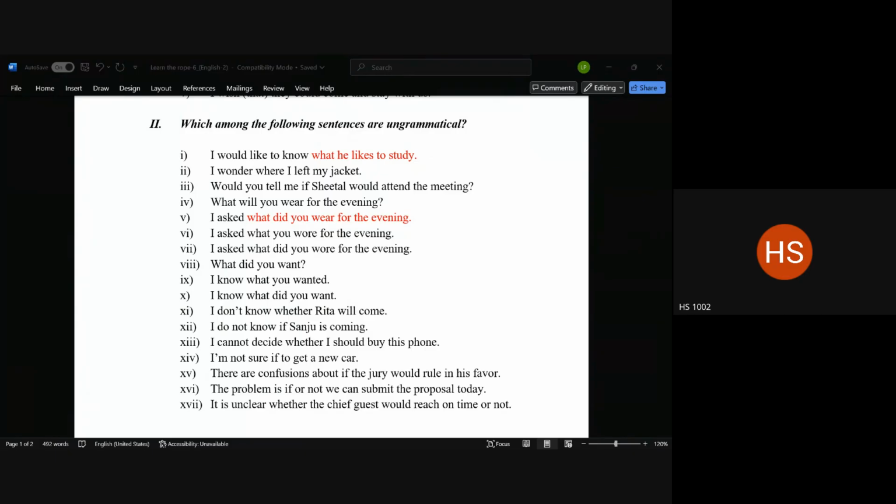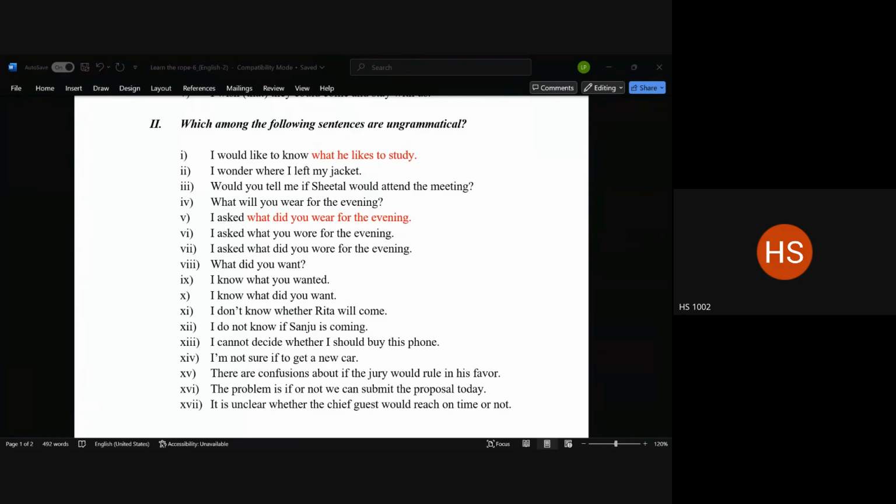Now, if you have understood this, look at question number 7. "I asked what did you wore for the evening." Is this okay? No, incorrect. This is incorrect because you have two past tenses. Wore is already there, and then on top of that you have added did also. So a double past construction is wrong.